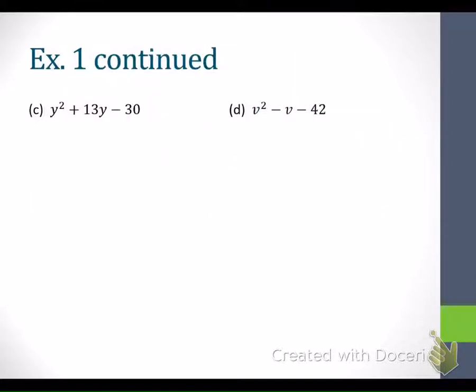And I want you to go to letter C, and I want you to work with the people at your table. All right, is letter C a trinomial? Yes. The leading coefficient is what? 1. So will my X method work? Yes. Okay, awesome. So we draw our X. What is going at the top of my X? The coefficient of Y is 13. And what's going at the bottom of my X? The constant, which is negative 30.